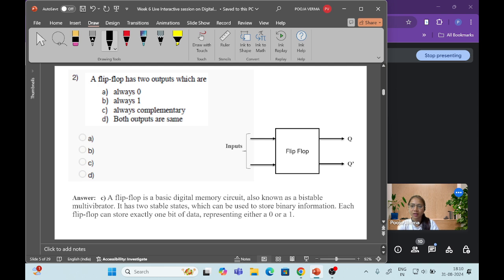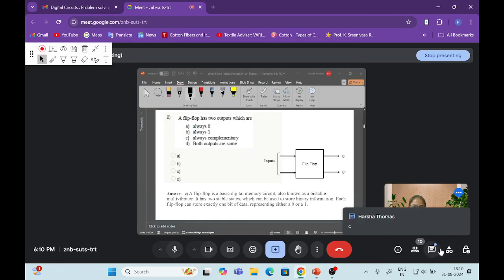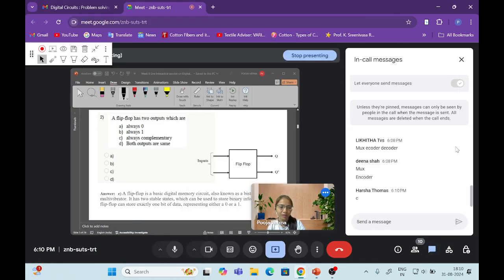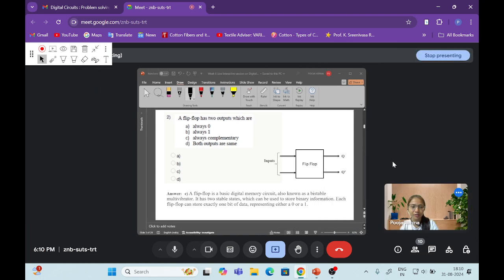Now next: a flip-flop has two outputs which are: option A, always 0; option B, always 1; option C, always complementary; or option D, both outputs are the same. Yeah, option C is the correct answer. Always complementary.